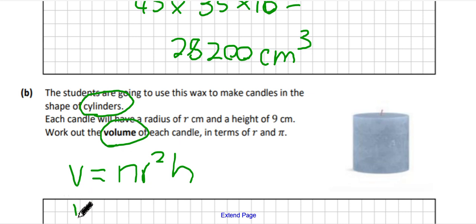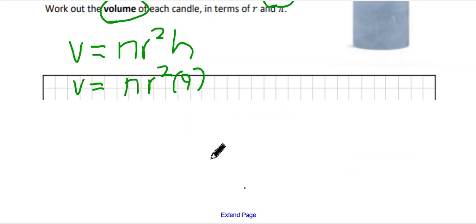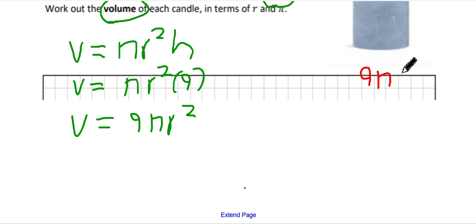And then what are we going to put in? Pi r squared times the number. The number 9 is the only one we have. We don't have anything else. So the answer is 9 pi r squared. Is that okay? Each one of these candles is 9 pi r squared. Okay? Alright, deadly. Next question. Yeah, if you want to put centimeters cubed at the end, you're more than welcome. Absolutely. All good? Okay, next question.